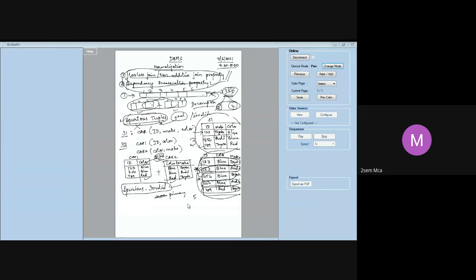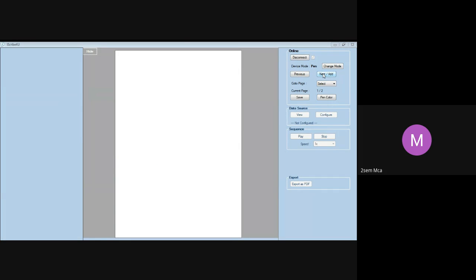We will now move on to our first normal form. All these normal forms are very important, so please pay attention. First normal form, you can also write it as 1NF.